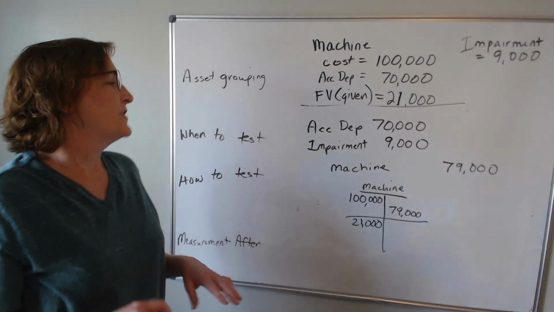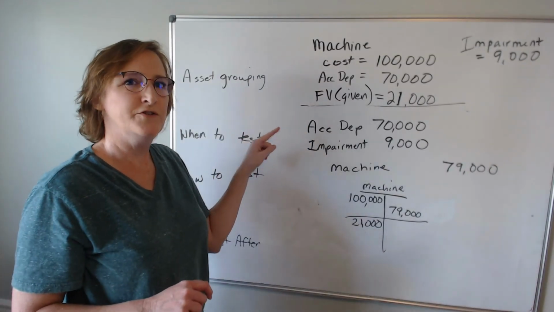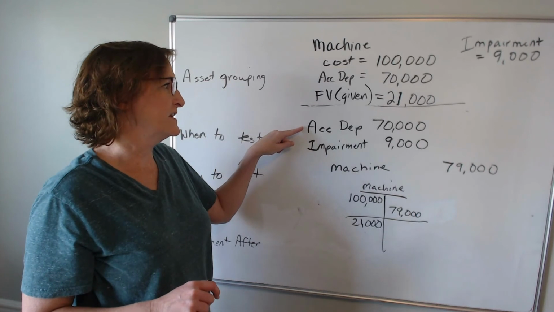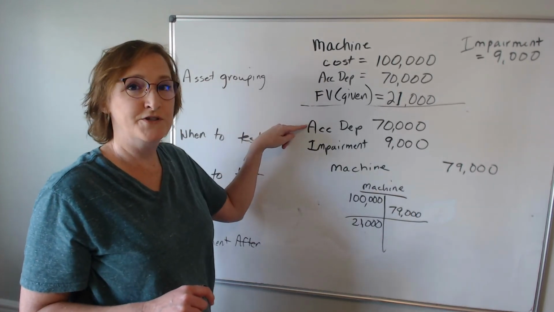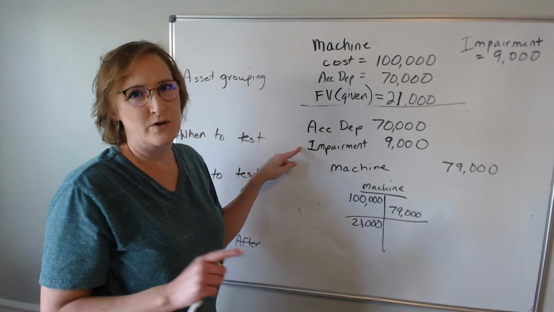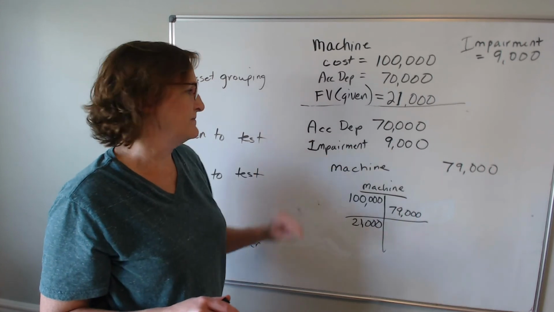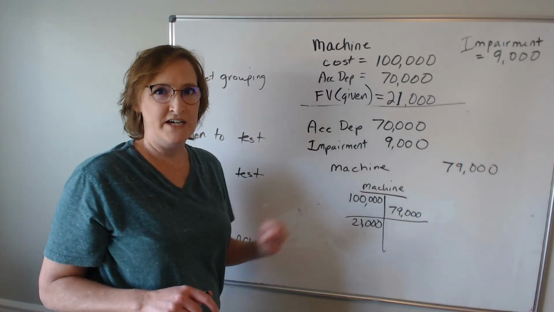Okay, so I've got our information up here, and this is our journal entry. What we're going to do is we're going to debit the accumulated depreciation in total. So when we do that, that accumulated depreciation goes to 0. We're going to debit the impairment loss. That'll show up in the income statement, $9,000. We're going to credit the machine for the combination of those, $79,000.